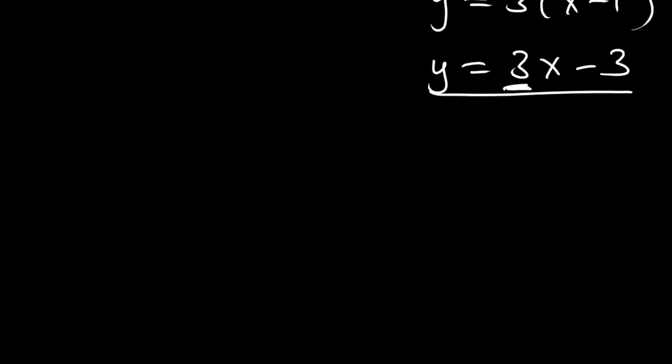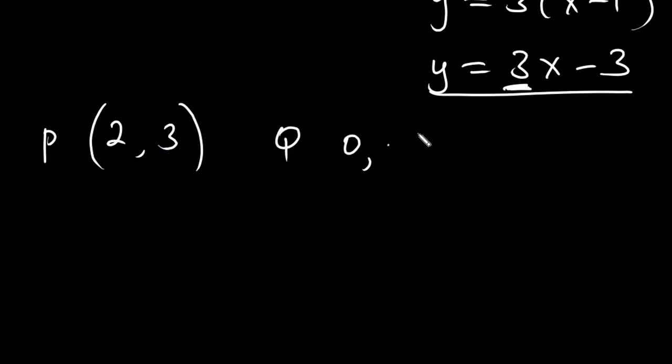So we can quickly look at another example. Let's say we have a line that passes through the points, let me say P, which is (2, 3), that is point P. And let's say we have point Q, which is (0, -4). And we know the gradient. You can be given the gradient, or if you are not given the gradient, of course, you will have to calculate it.